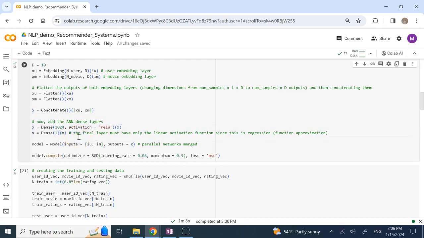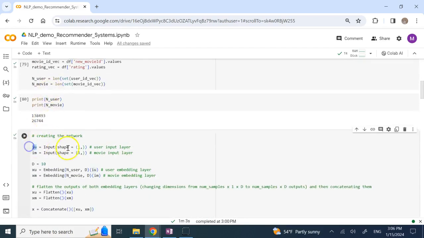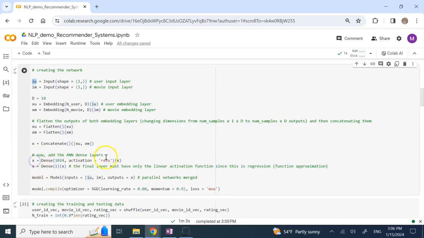Now, when I want to merge these two and combine these two parallel branches together, this is how I do it. I say model, and then instead of giving it one input like we did in the past, and one output X, here we say inputs. And then we combine IU and IM, the two initial layers, with a bracket. These are the two inputs, but the output here is a single X. So that means these two parallel branches are merged.